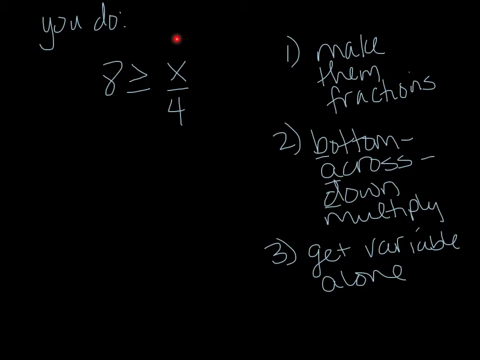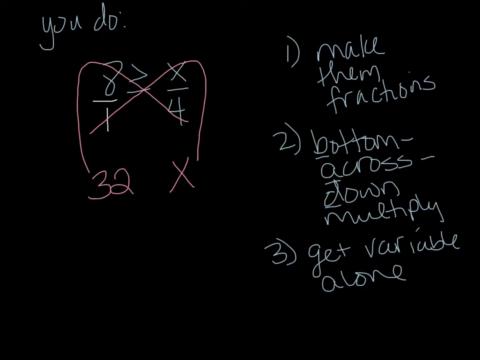All right, let's see how you did. First, I need to make these fractions. That already is a fraction. I'll make that a fraction by putting a 1 under it. Step 2, bottom across down multiply, bad multiply. So I'm going to do some bad multiply. 1 times x is x. 4 times 8 is 32. Bring down exactly the way he is, the symbol, the ocean. And final step, of course, get variable alone. This one, he's already alone, so we're good.